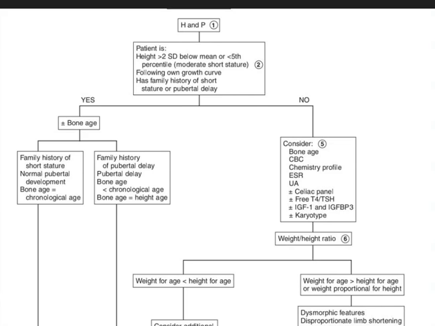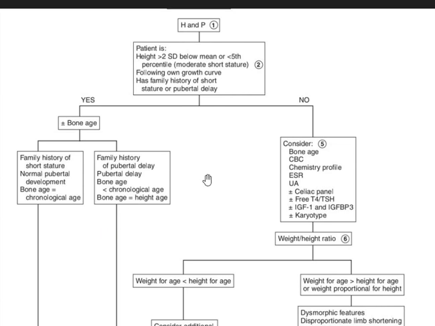Now I'd like to tell you about the flow chart of how to diagnose short stature after performing the history and physical examination. You have to see if the patient is greater than 2 standard deviations below the mean or less than the 5th percentile, moderate short stature, following own growth curve or has family history of short stature or pubertal delay. If yes, then you have to check bone age. If there is a family history of short stature, normal pubertal development, bone age is equal to chronological age. However, if there is a family history of pubertal delay and the bone age is less than chronological age, then bone age will be equal to height age.